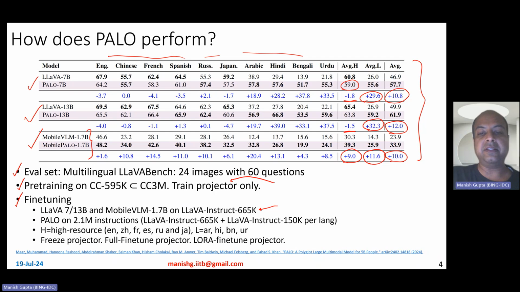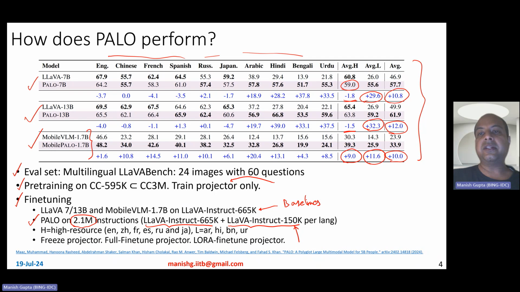So these are LLaVA, these are baselines, remember. However, the PALO models have been trained on, of course, the same Instruct 665K dataset, but also on LLaVA Instruct 150K that was obtained from the fine-tuned GPT 3.5, overall leading to about 2.1 million instructions. So it's trained on a larger dataset, but also on a dataset across multiple languages.